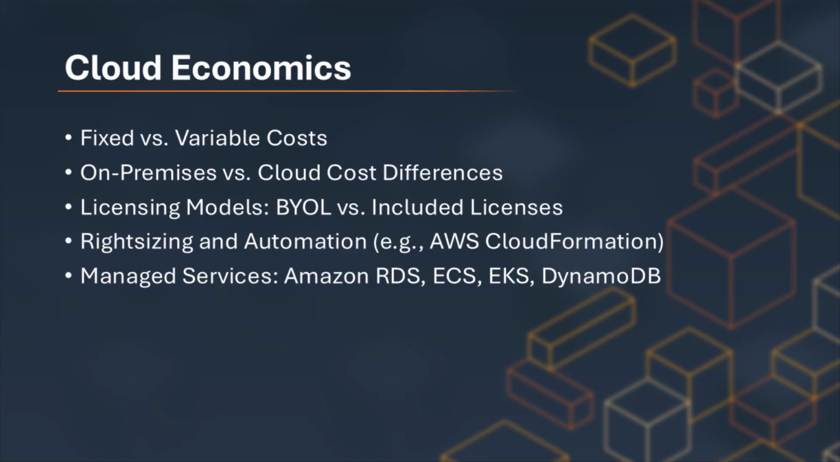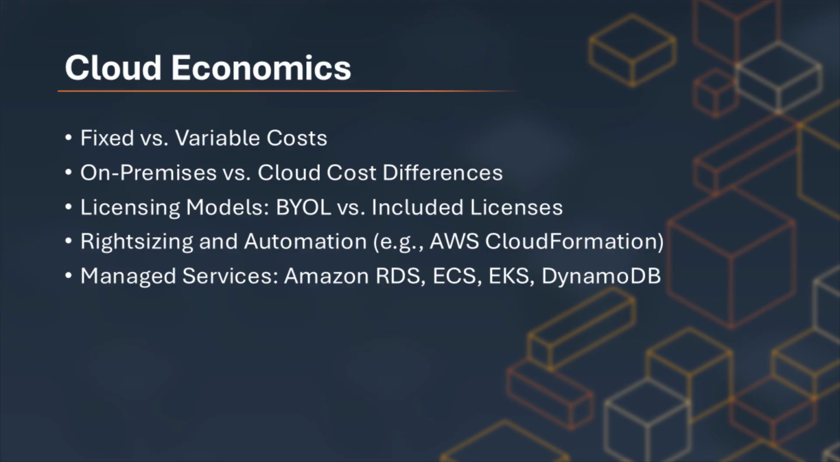Now, let's dive into cloud economics, a critical exam area. Unlike on-premises IT, where you pay high fixed costs for servers and maintenance, AWS uses variable costs based on usage. For example, with Amazon S3, you pay only for the storage you use, not a fixed server cost. This shift saves money, especially for startups with unpredictable workloads. The exam often compares on-premises and cloud costs, so know that cloud eliminates upfront hardware investments.